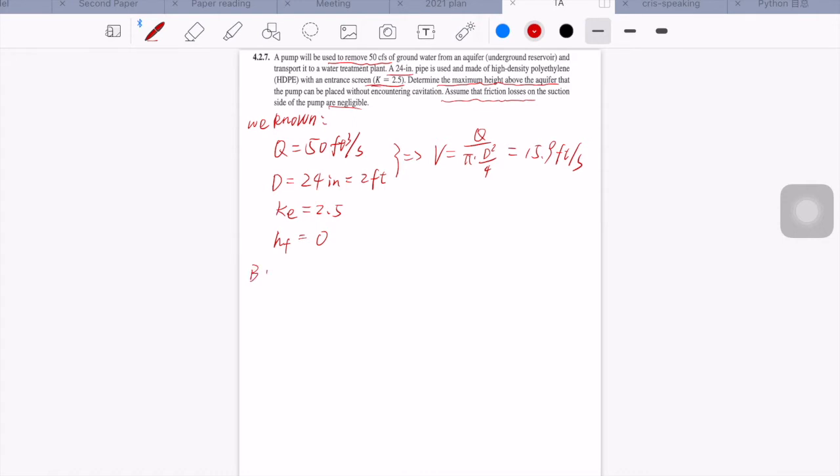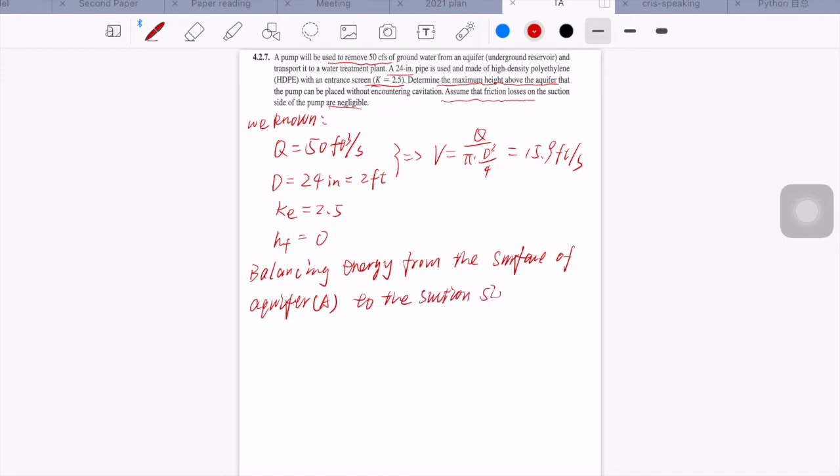And now we're balancing energy from the surface of aquifer A to the suction side of the pump S. So the energy equation is HA plus PA divided by gamma plus VA squared divided by 2G equals HS plus PS divided by gamma plus VS squared divided by 2G plus head loss.